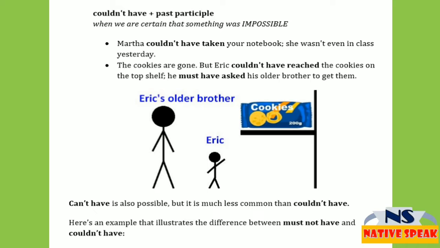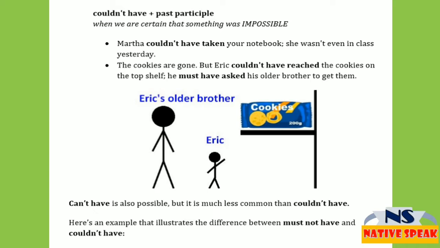Imagine you have 2 sons. The younger one is named Eric. One afternoon you notice that Eric's favorite cookies are missing from the top shelf in the pantry. But Eric couldn't have reached the cookies on the top shelf. He's not tall enough. It was impossible, so he must have asked his older brother to get them. We draw a logical conclusion about what was impossible and what must have happened.